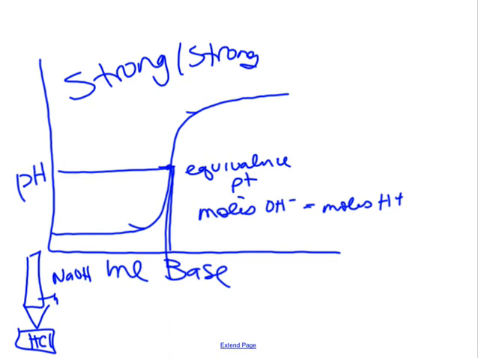I need you to know, though, we could have had acid in the burette and base in the beaker, and our curve would have just looked like this. So not all titration curves go low to high. They can go high to low as well.